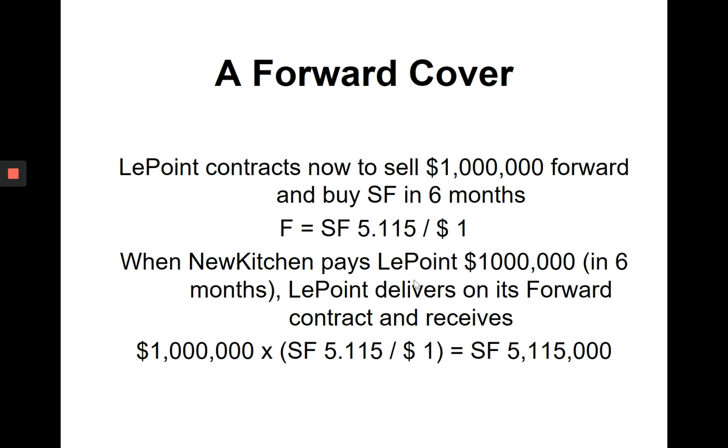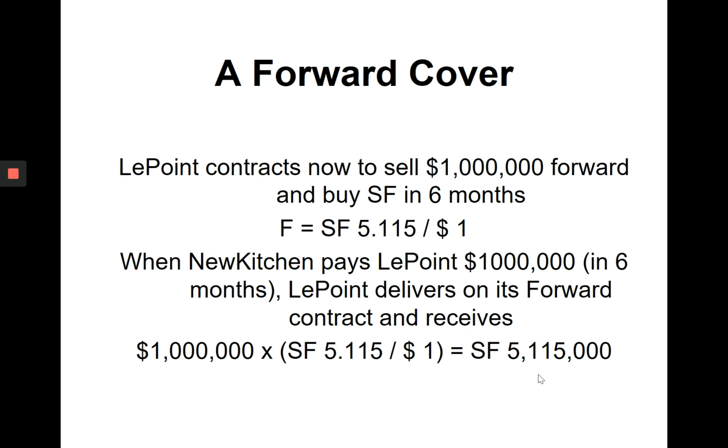The Swiss just transfer this $1 million to the bank, and the bank gives them Swiss francs, but the rate is fixed. So we get the $1 million, and for every dollar we get 5.115 Swiss francs. So we multiply it by 5.115 Swiss francs per $1, or as I said before, you leave the units in and you can cancel the dollar signs and the Swiss franc sign stays, and you get 5,115,000 Swiss francs. And that's the story of a forward cover.